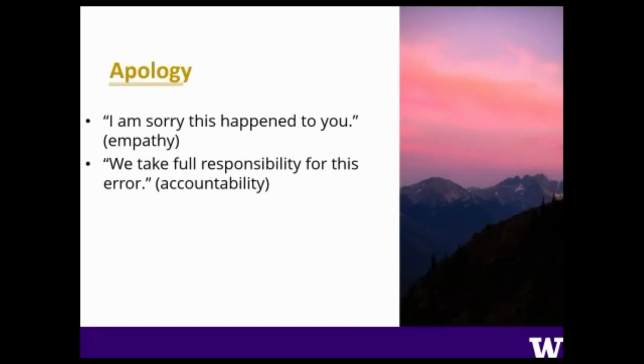So again, if this is a no harm situation, and care was not negligent, for example, a drug reaction. It's not your fault, but still the patient suffers. You can be empathetic. On the other hand, we take full responsibility for this error, would be an apology if you'd misdiagnosed a cancer.